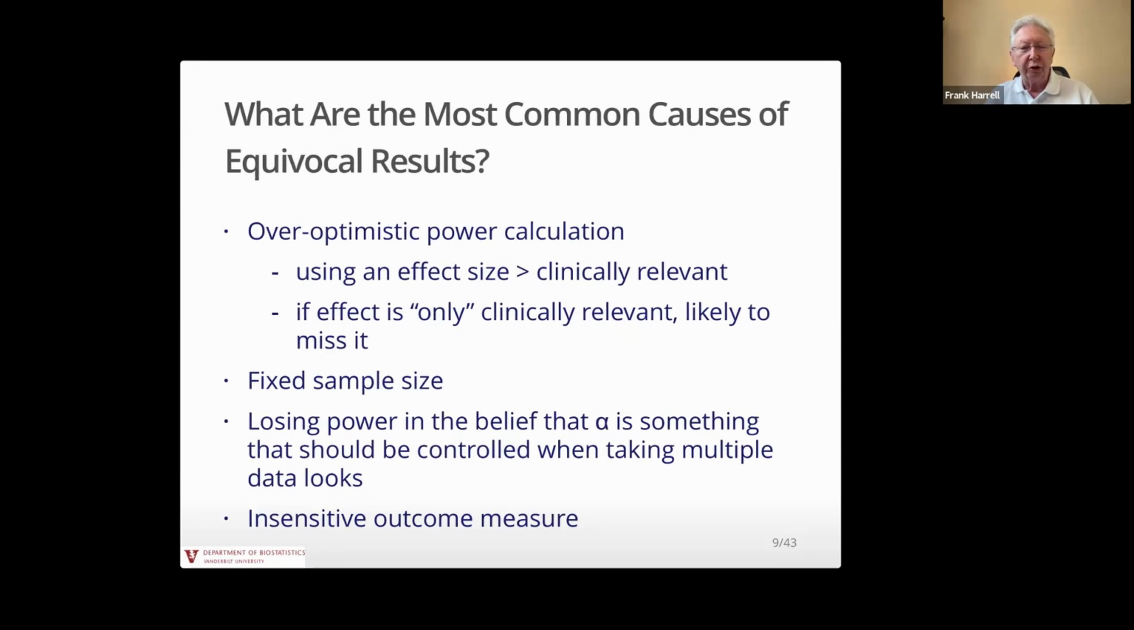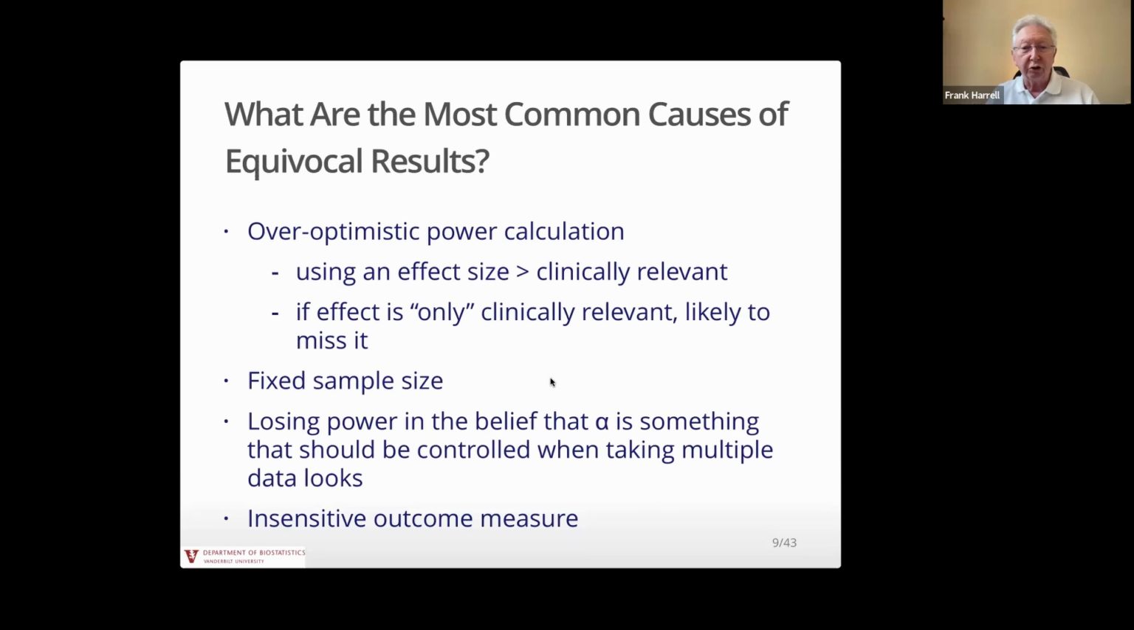And one of the causes of an equivocal result is an over-optimistic power calculation. It is still such an incredible game that people play by choosing a clinically relevant effect size and then maybe calculating the budget needed to support that. And then all of a sudden, the effect size to detect magically doubles. And so people are designing studies where the effect to detect is more than the minimal clinically important difference, or MCID. What happens is if the effect is only clinically relevant, you're likely to miss it because you powered the study for double the clinical relevance, and you may only get a single magnitude of clinical relevance.